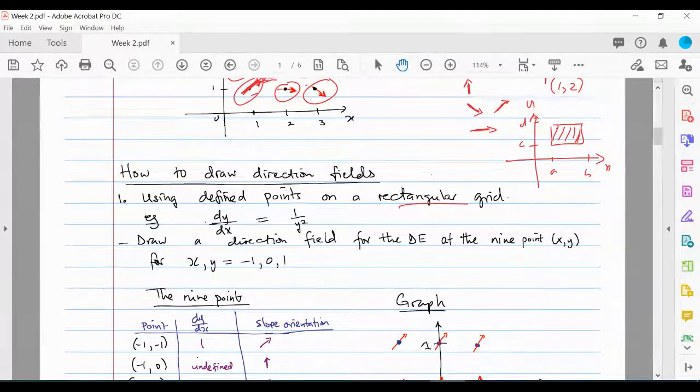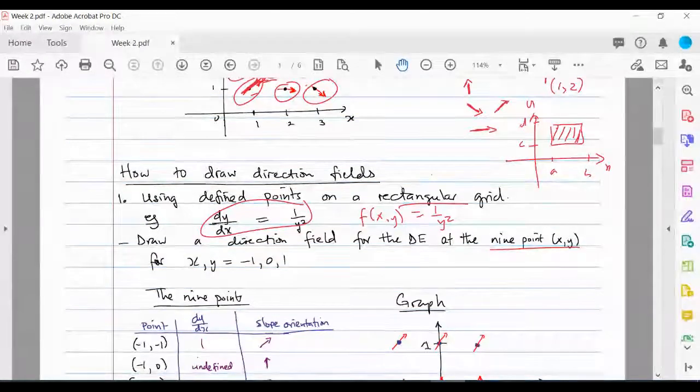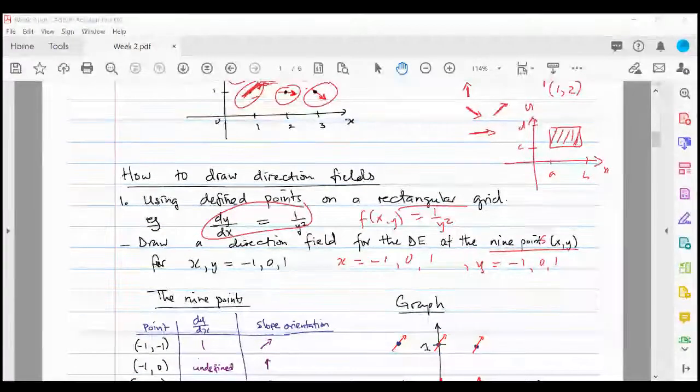Now we are given the differential equation, and we know that our f of x, y is just 1 over y squared. The question says, draw a direction field for the differential equation at the 9 points x, y, for x, y equal to minus 1, 0, 1. So basically x is equal to minus 1, 0, 1, and y is equal to minus 1, 0, 1. We make a combination of these points on the grid and come up with 9 points.